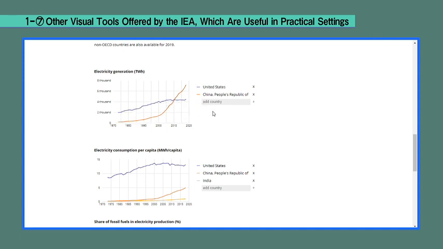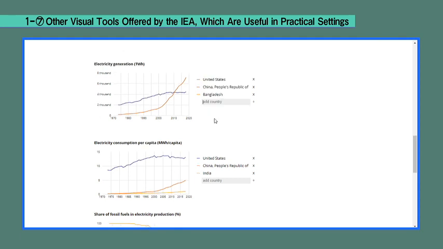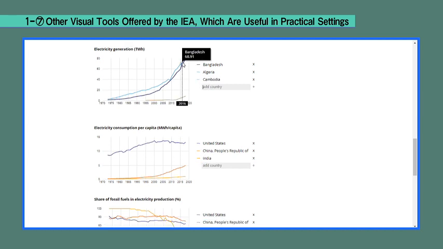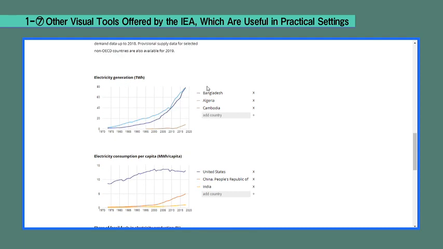terawatt-hour over the years. The countries shown now by default are the United States and China, but the default changes on a daily basis. Let me type Bangladesh again. The consumption in the United States and China is huge, so I'll delete them. If you type Algeria, Bangladesh, Cambodia, or other country names, and look at the indicators, you can compare energy consumption by country over the years. This third tool is very effective for comparing countries and following their trends over the years.